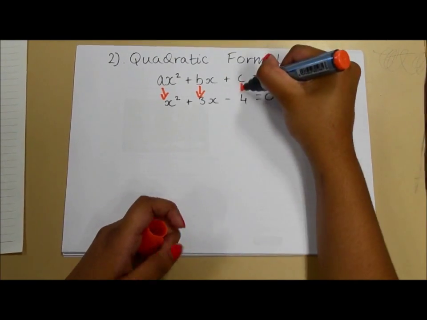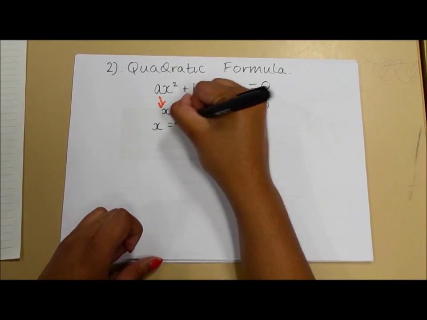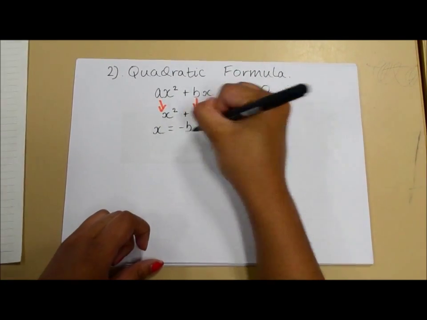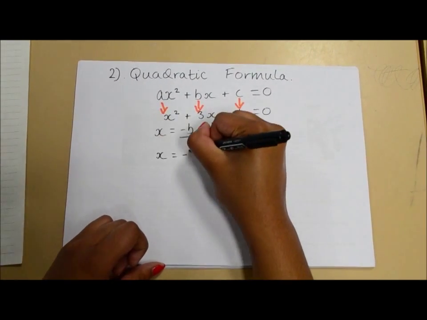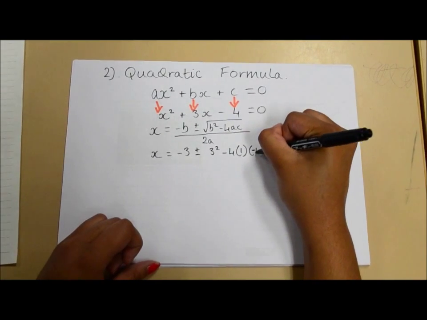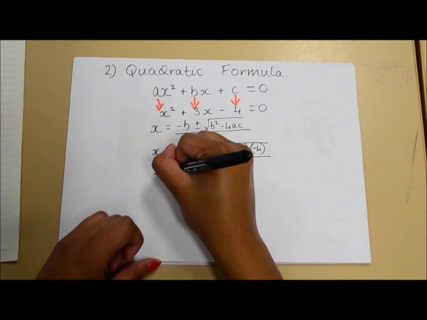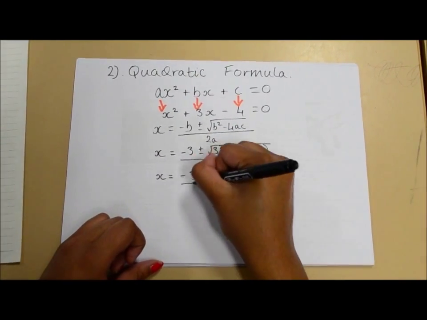Remember the general form of a quadratic equation? ax squared plus bx plus c equals 0. Basically what you do is you sub in the variables and then you solve for x. Easy. Example, x squared plus 3x minus 4 equals 0.